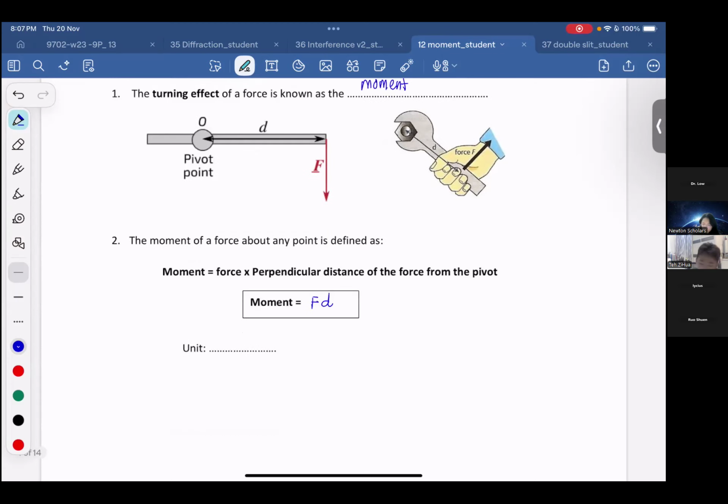Okay, here there is one keyword: the distance. Where is the distance? Perpendicular. What is the meaning of perpendicular? 90 degrees. Okay, so from where to where the distance we have to use.